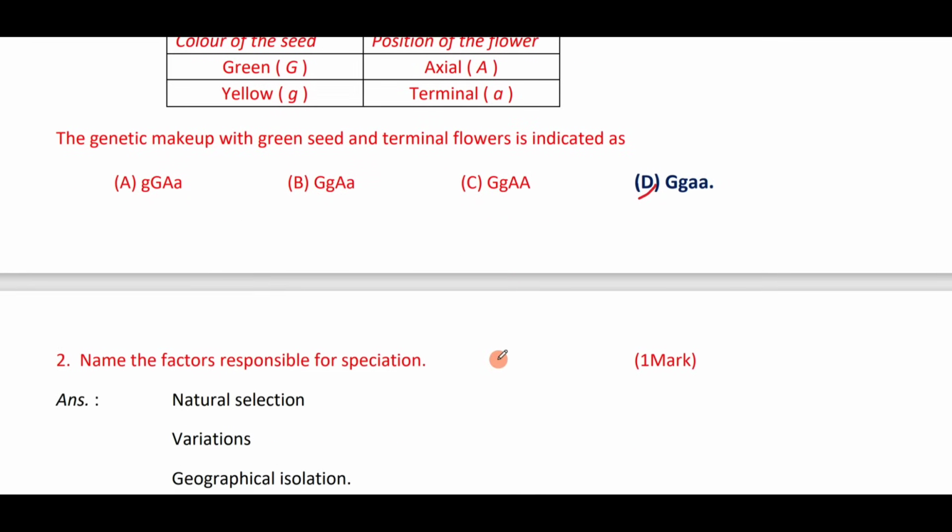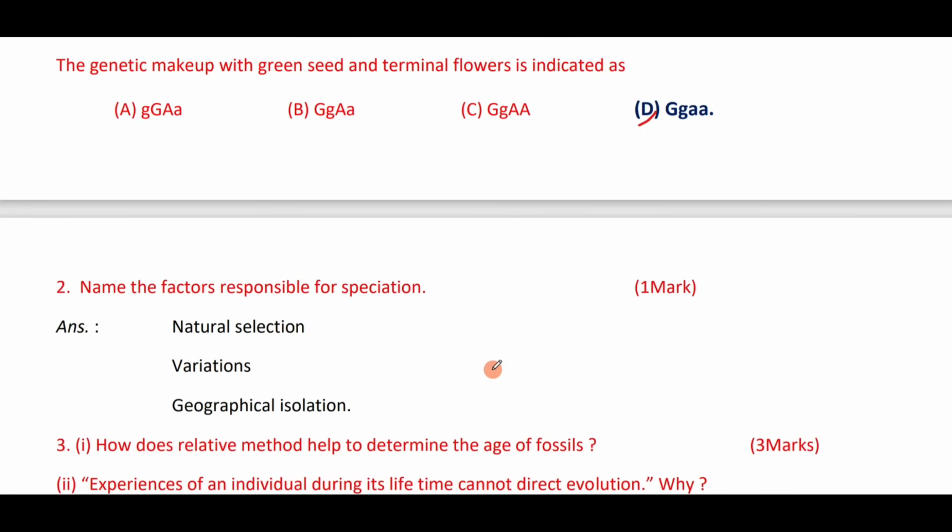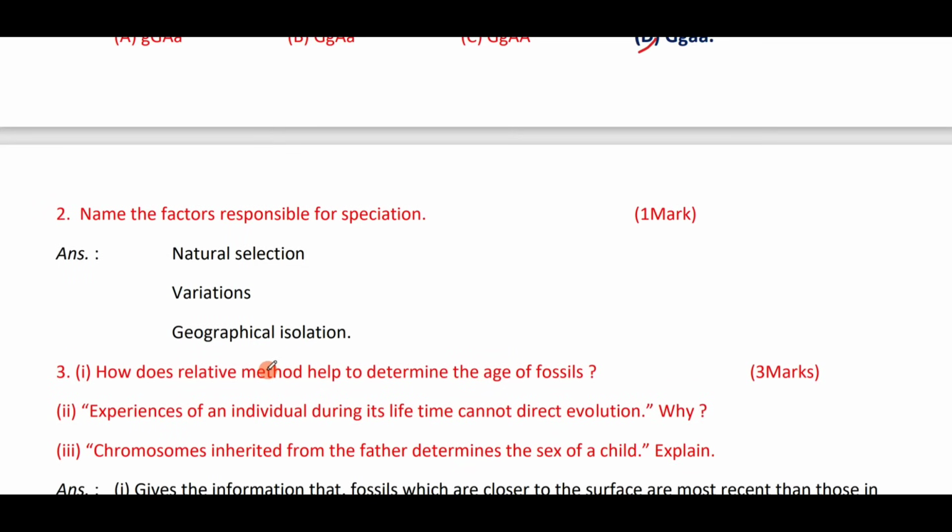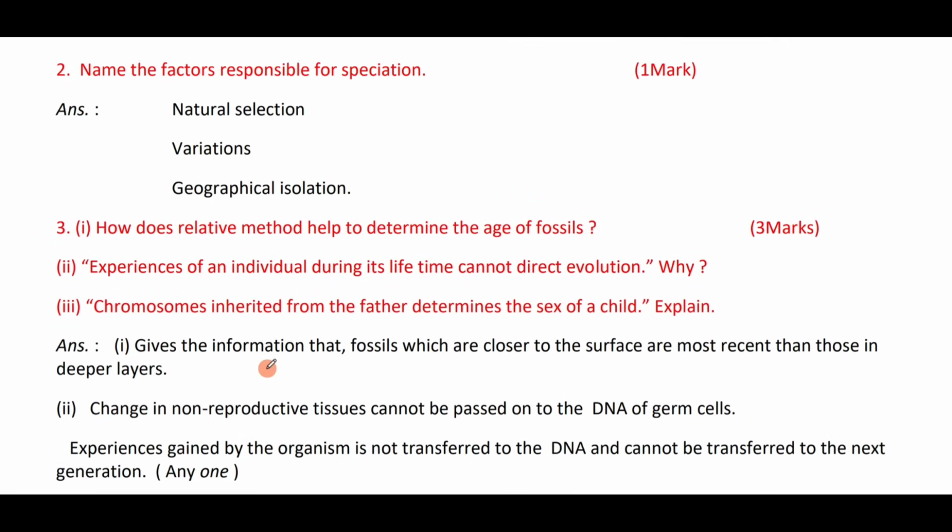Name the factor responsible for speciation. The factors responsible for speciation are natural selection, genetic drift, geographical isolation, and also variations.